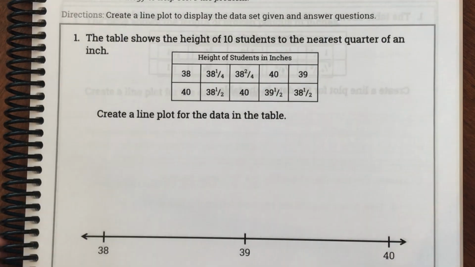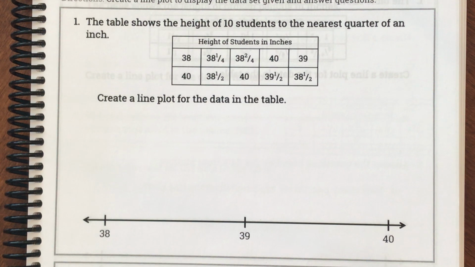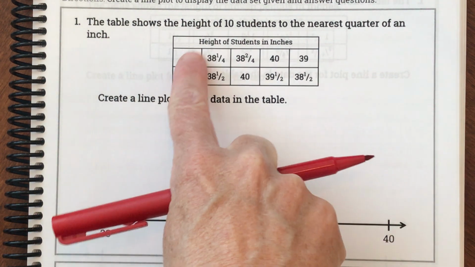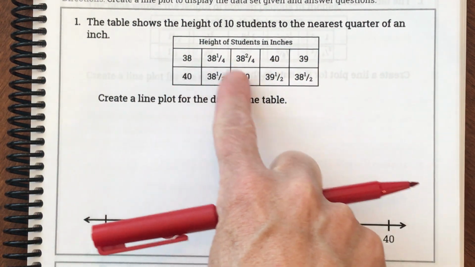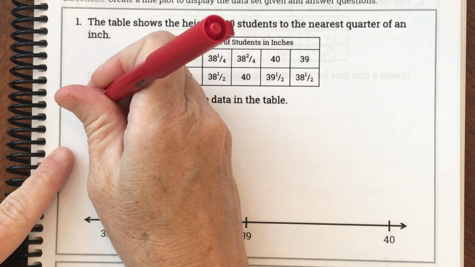So here's my first question. It says, the table shows the height of 10 students to the nearest 1/4 of an inch. So here's my title, height of students in inches. Okay, and I have 1, 2, 3, 4, 5, 6, 7, 8, 9, 10 pieces of data. Okay, now my first step says list them all horizontally. That's a good idea because then I can kind of work with them. So I could write them here.